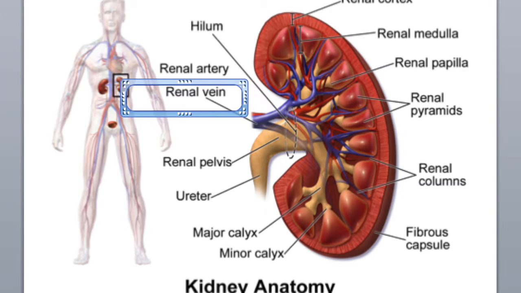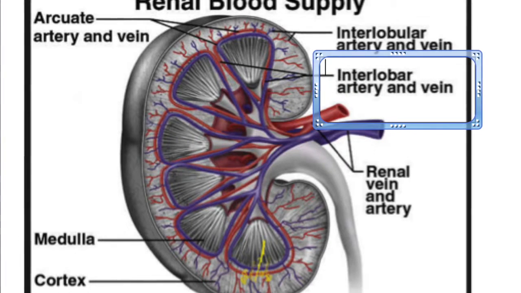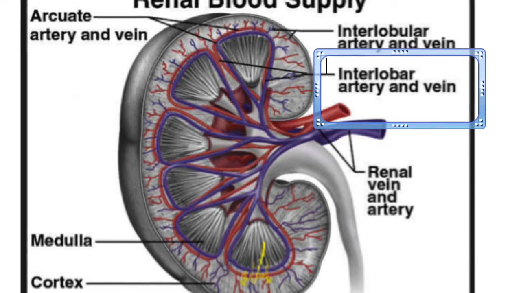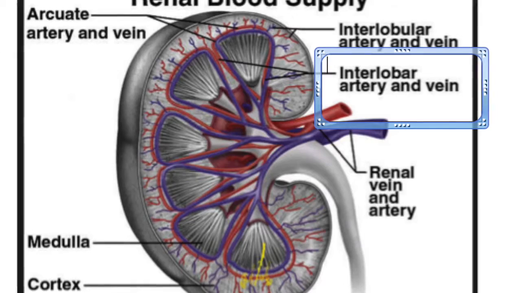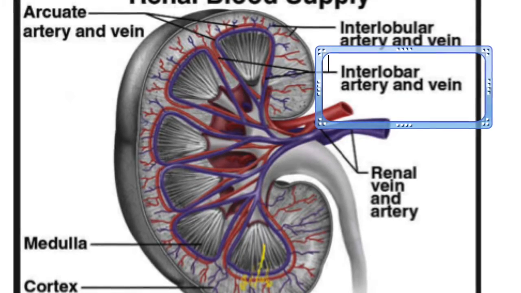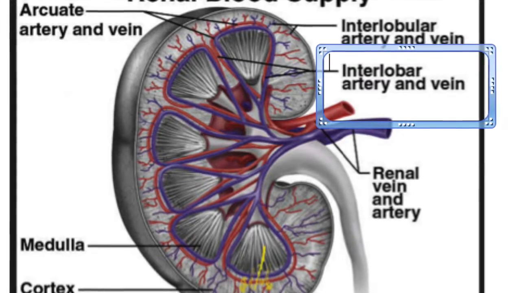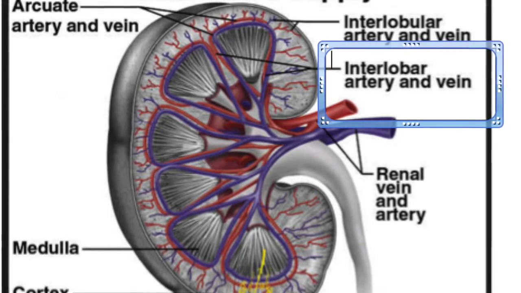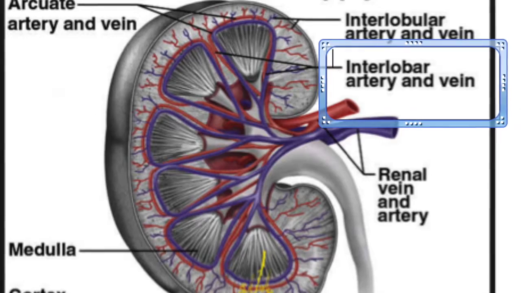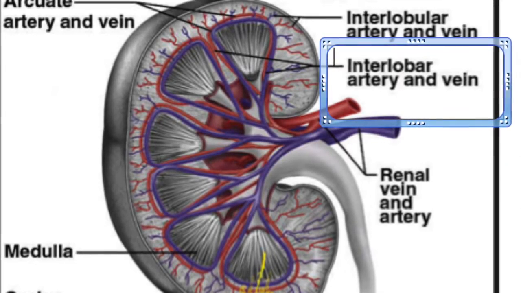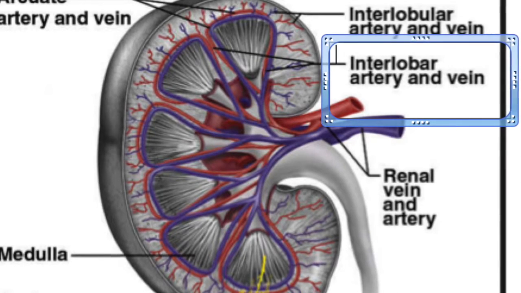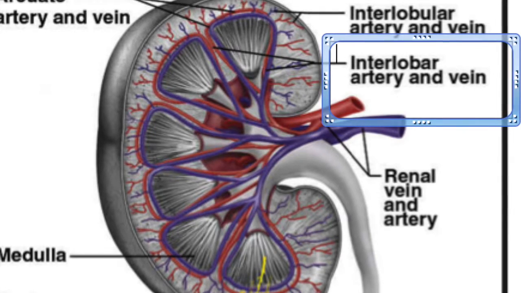Next, we have the interlobar artery, which we mentioned earlier. The interlobar artery delivers oxygenated blood at high pressure to the glomerular capillaries. Next, we have the interlobar vein. The interlobar vein receives deoxygenated blood that it drains away from the glomerular filtration units and from the loops of Henle, and this happens at lower pressure.